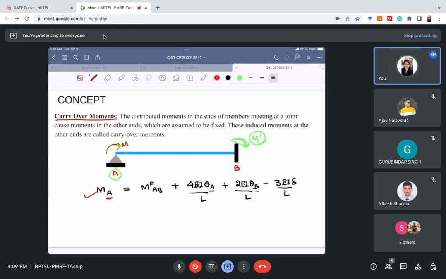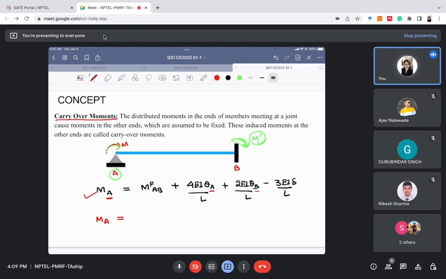This concept of carry over moment, I'm just explaining. If you already know the concept of carry over moment, you do not need to do all these steps. You can directly solve the problem. Okay, I'm just explaining this concept. Okay, so what is the value of MA now?